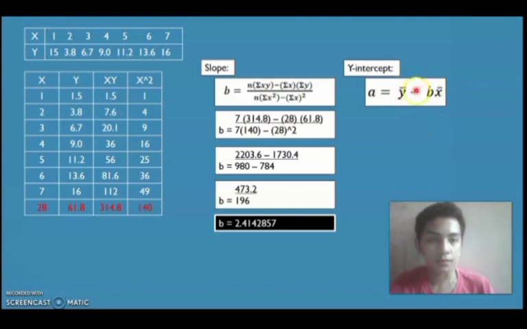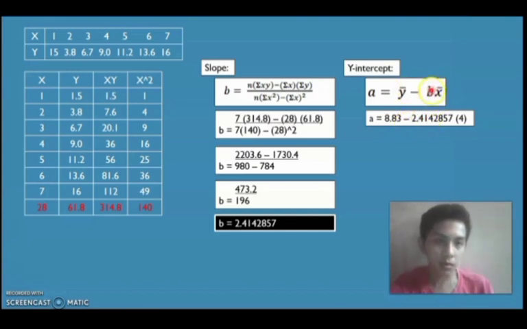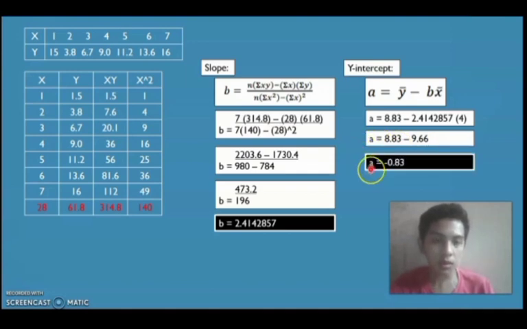Now let's find the y-intercept. We're going to use this formula to find the y-intercept. This y-bar is the mean of the y value, which is 8.83, and this is our b, which is this, and the mean of x value, which is 4. Now let's multiply this. We have 9.66 and subtract them, and we have negative 0.83.